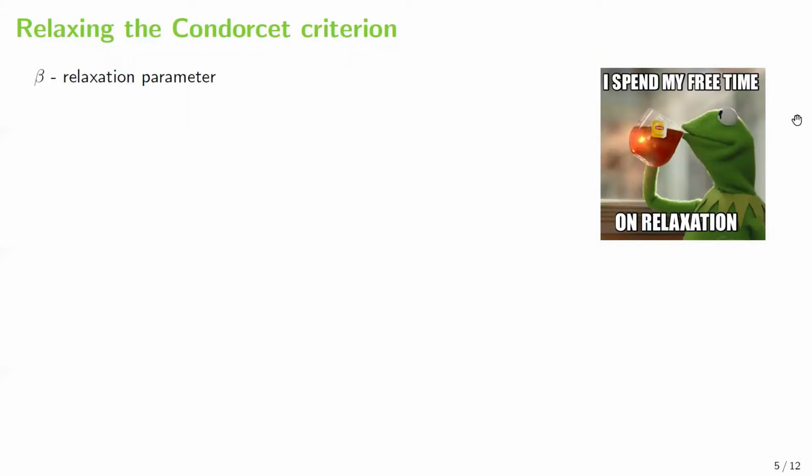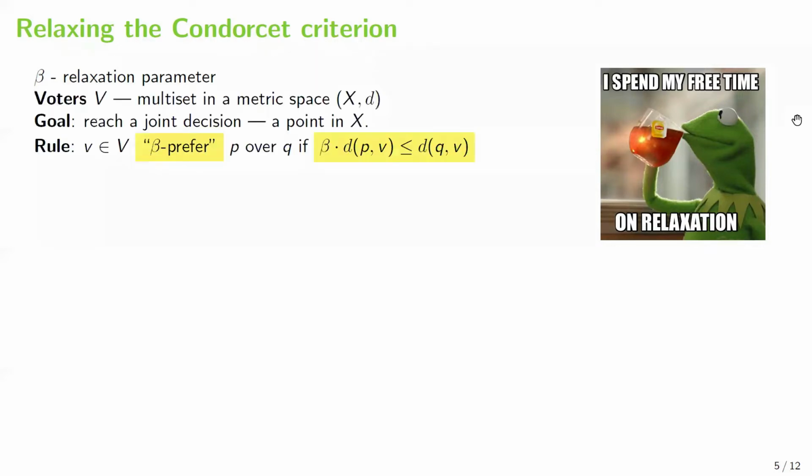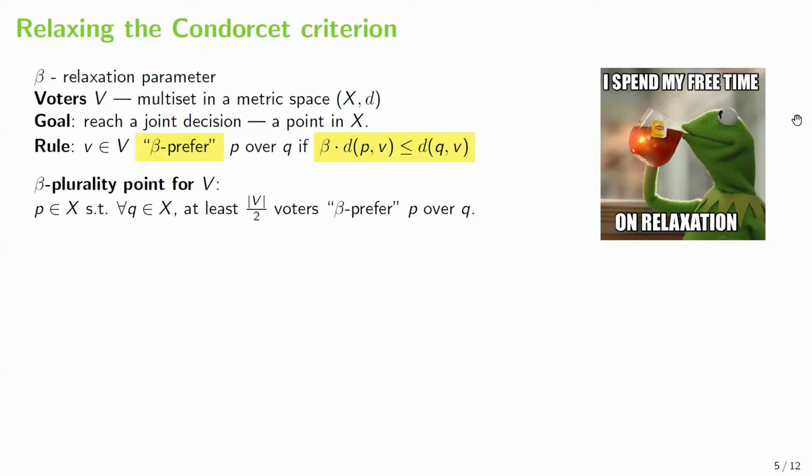One way is to define some relaxation on the Condorcet criterion. Beta would be the relaxation parameter. Again, we have a set of voters V in a metric space (X, d), but now the voting rule changes. We say that a voter v beta-prefers a choice p over another choice q if beta times its distance to p is not larger than its distance to q. Now, instead of a Condorcet winner, we define a beta-plurality point for the set V to be a point p in the metric space such that for any other point q, at least half of the voters beta-prefer p over q.